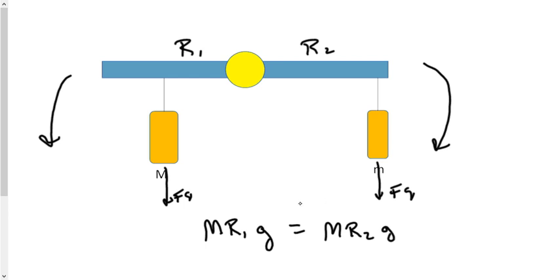All right, now let's differentiate our m's to make it easier. Let's call this one m1 and this one m2, just so you can see it in my writing too. So that's m1 and this is m2. And then the g's will cross off. So this will be in equilibrium when m1 r1 is equal to m2 r2.